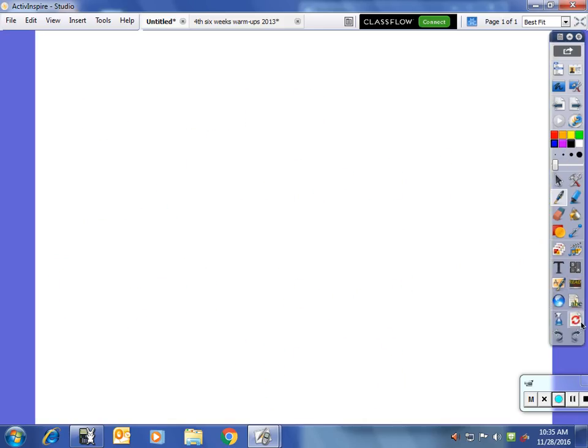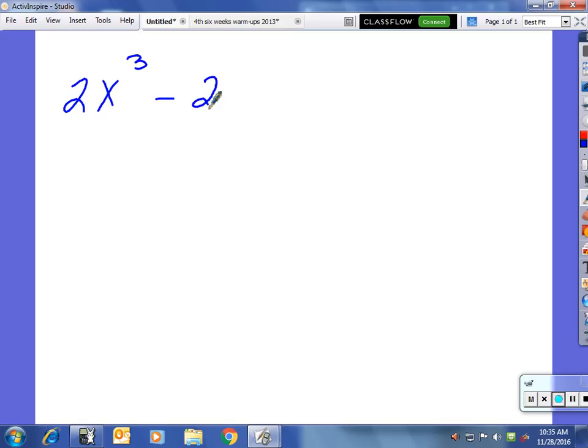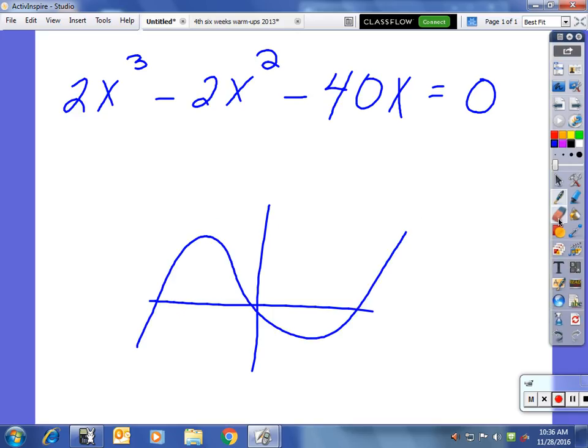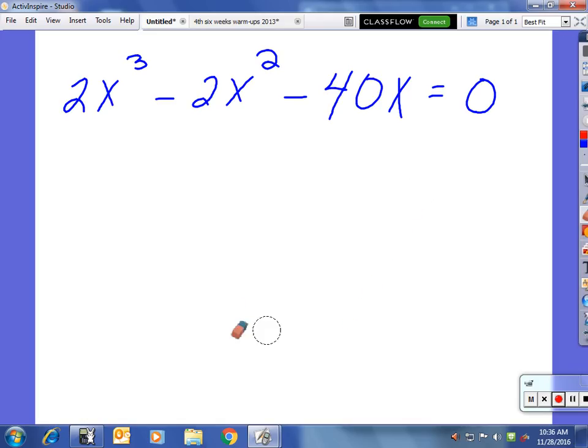Okay, last one, and I'm going to let you guys do this one all by yourself. 2x to the third power minus 2x squared minus 40x equals 0. How many answers should this have? 3. This is going to be one of those snake-looking deals that's going to cross the x-axis 3 times. All right, you try this one, please.